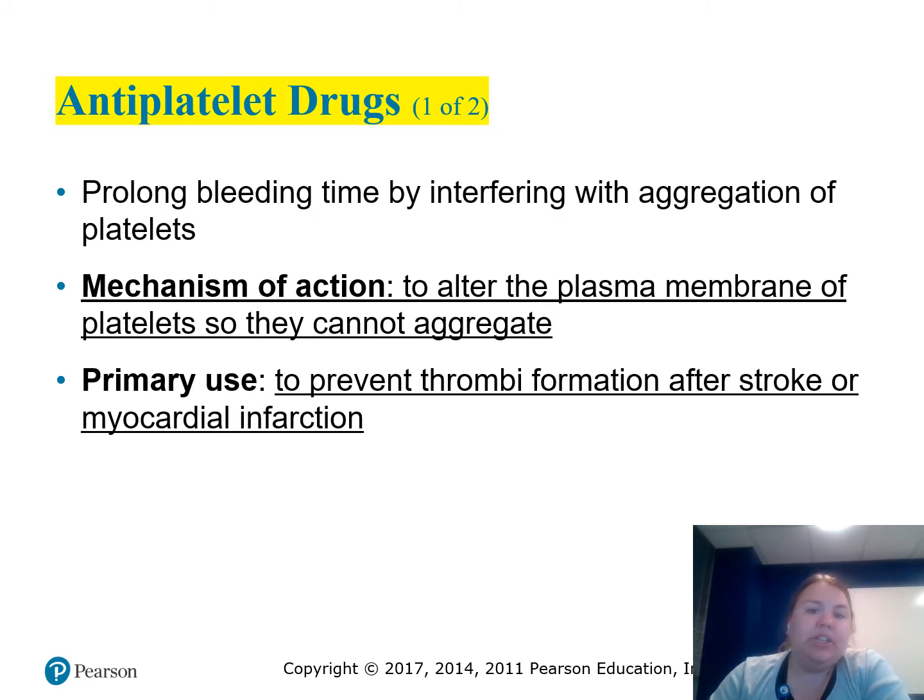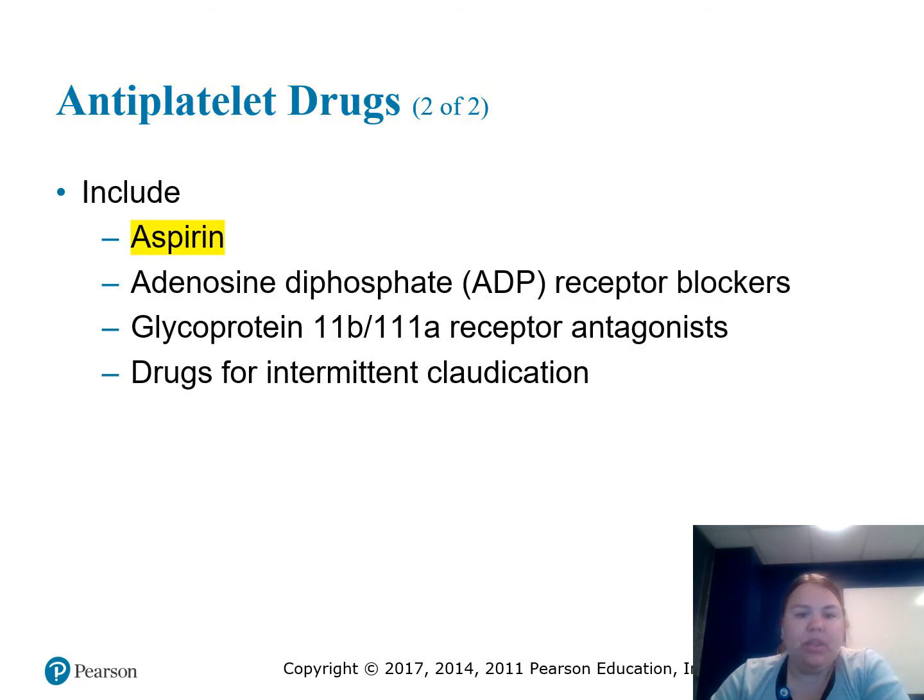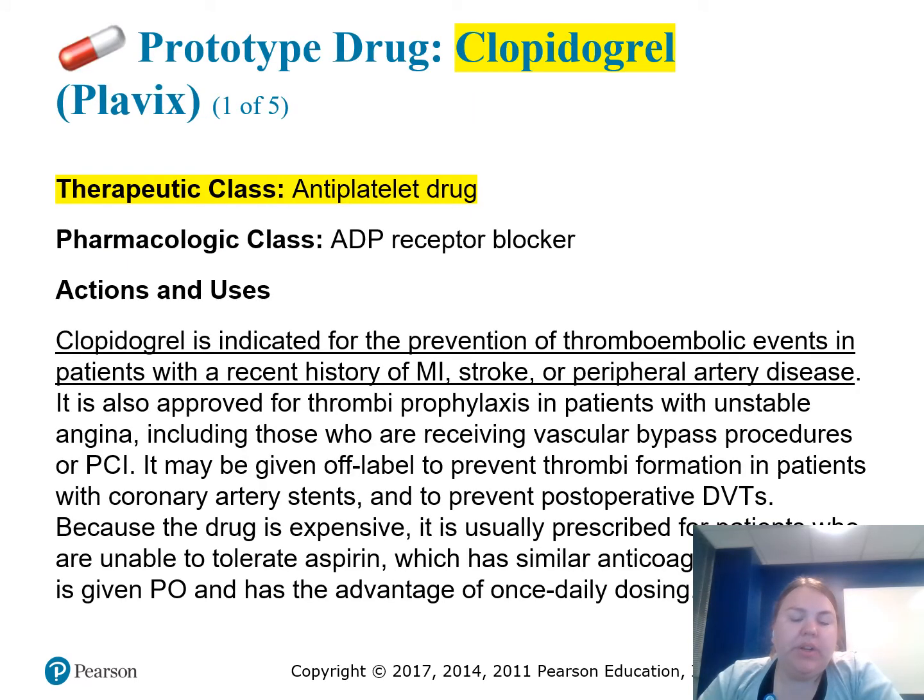So our antiplatelet drug is what? Antiplatelet drugs are prolonging that bleeding time, altering the plasma membrane of the platelets so they cannot aggregate. This is aspirin. It's to prevent thrombi formation after stroke or an MI. There's other ones, but we just won't be going into those today. Another antiplatelet drug will be Plavix. It's indicated for the prevention of thromboembolic events in patients who recently just had a stroke, an MI, or if they have PAD.